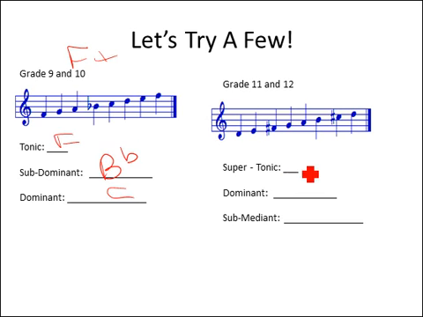That's it. For my grade 11s and 12s, same thing. We're in a D major scale. All right. What's our supertonic? Supertonic is 2. So that's an E. Dominant: 1, 2, 3, 4, 5 is A. And submediant is what number? Do you remember? You can go back one slide and cheat. Right, submediant is 6. So 1, 2, 3, 4, 5, 6 is B. Okay, that's it. See? Easy peasy.